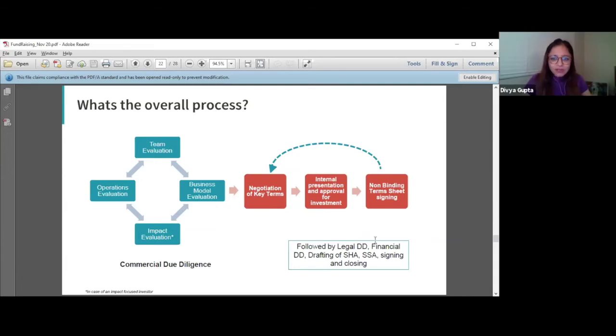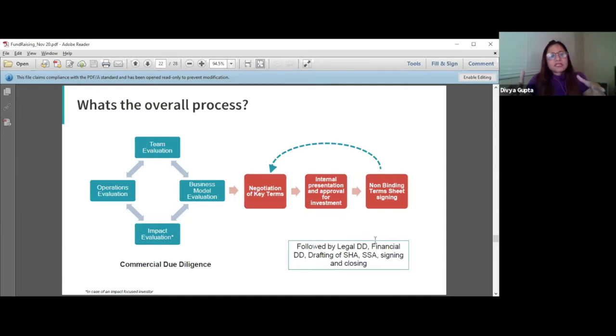Yeah, thanks. So we're quickly taking you through the overall investment process. As I said earlier, you need more or less 12 months to raise capital. And these 12 months would be split between finding an investor, and once an investor is found, the due diligence, negotiation, term sheet, and document signing process. This is how the process looks.